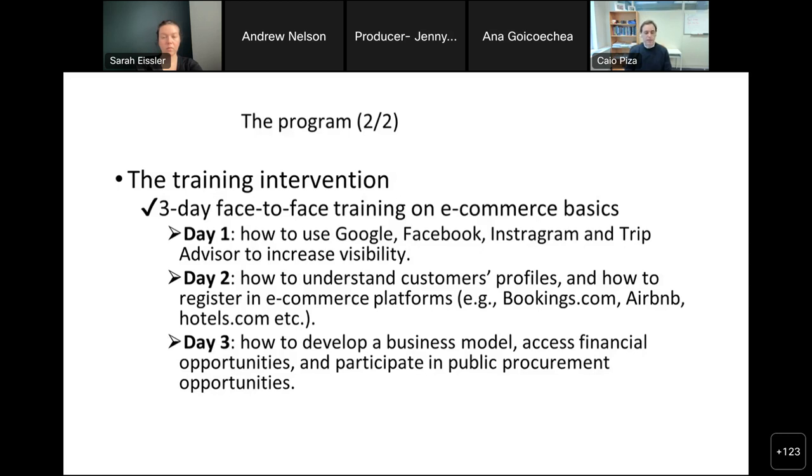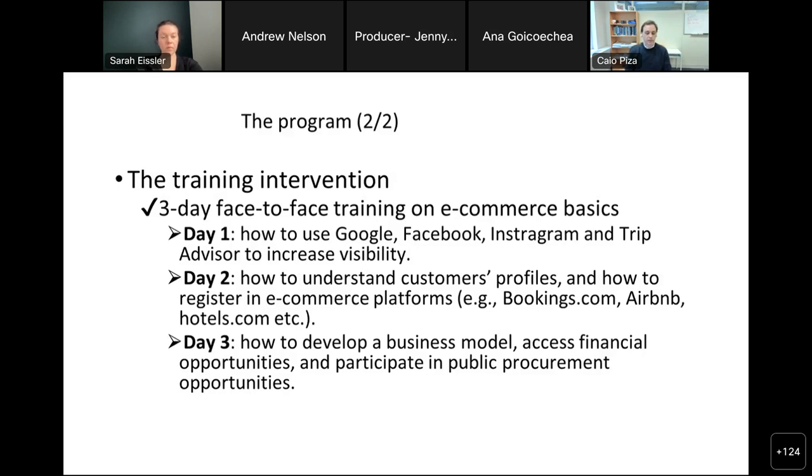Day two, they focused on understanding customers' profiles, what customers are looking for, and how they could eventually tap that demand in the market. For example, they taught the businesses how to register on e-commerce platforms such as Booking.com, Airbnb, and so on. Day three, they focused on helping these businesses develop a business model to access some financial opportunities and also participate in public procurement opportunities.